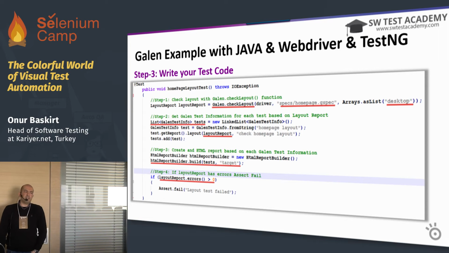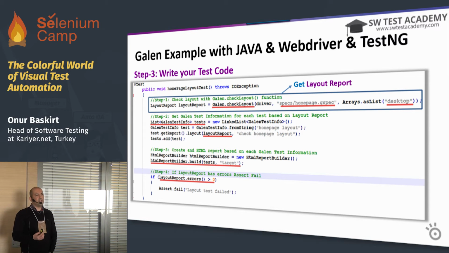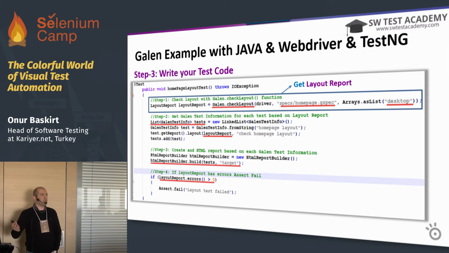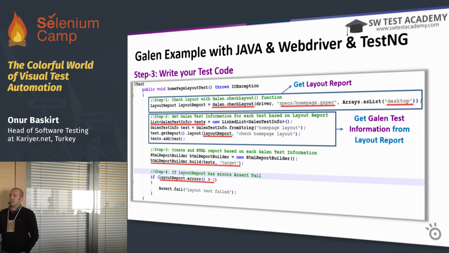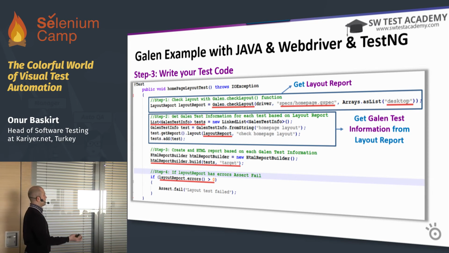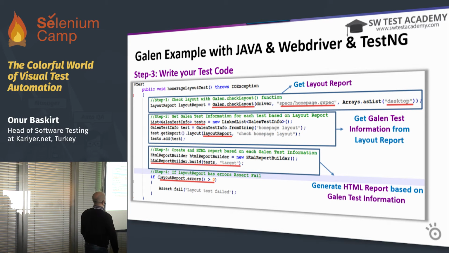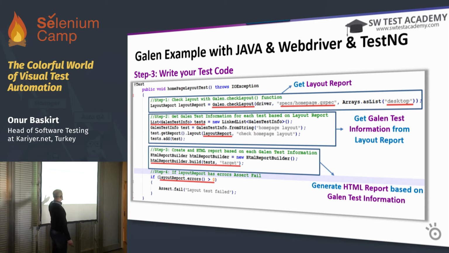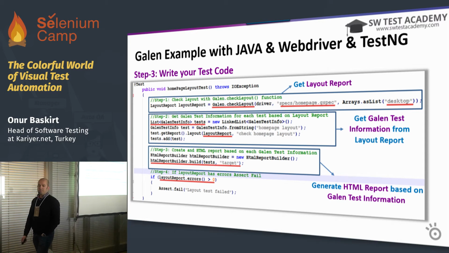And how to write your test code? First, you have to get your Galen layout report. You should give your specification file and your group and get the layout report. And with that layout report, you should get Galen test information. This is the second step. And using that information, you will create an HTML report under any directory. I use the target folder in here.